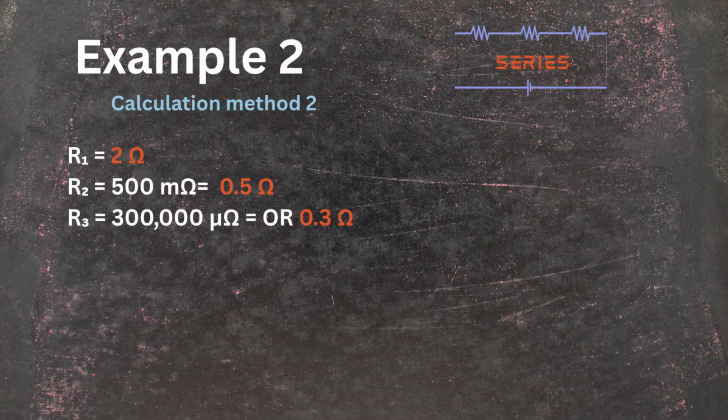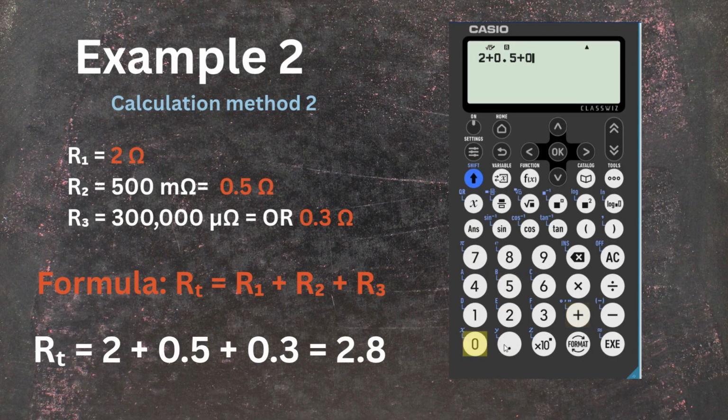Calculation using the converted values. Now add the converted values. Total resistance equals 2 plus 0.5 plus 0.3. This equals 2.8 ohms. Same answer as the previous method.